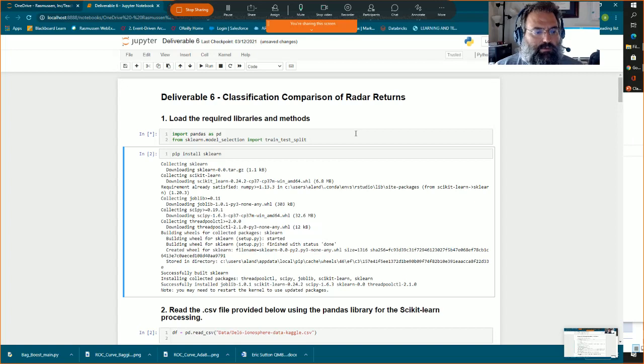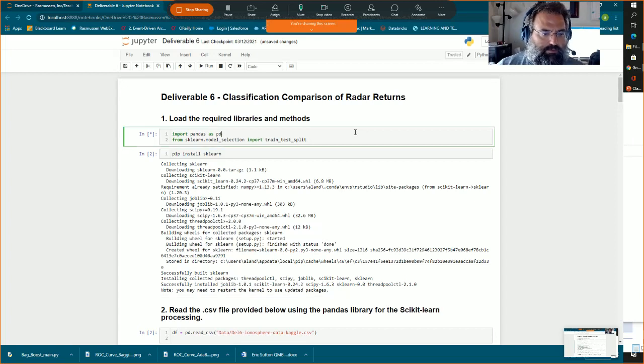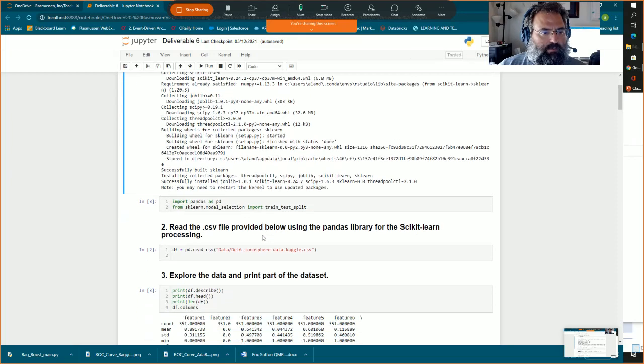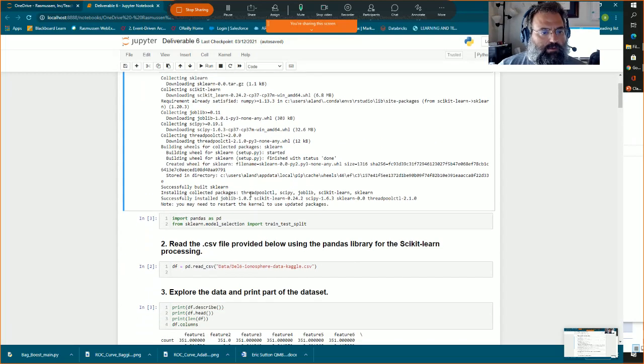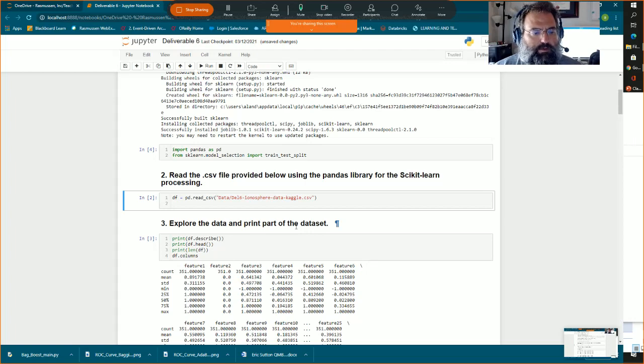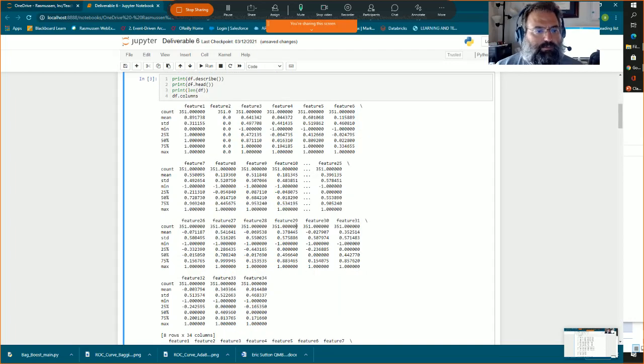So hopefully this installed, because before I started to run this, I found that this kernel doesn't have sklearn, and it looks as though it did. So then we basically want to read the data in and then do some exploration.